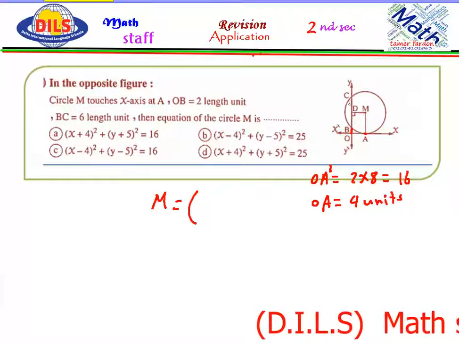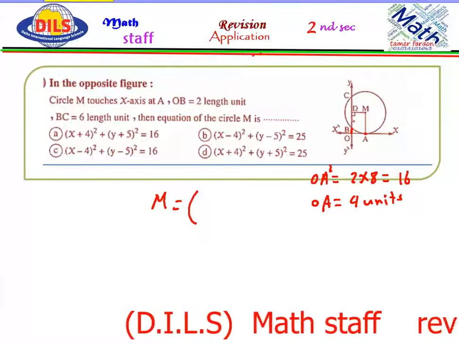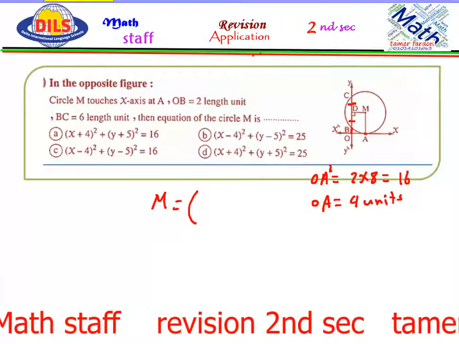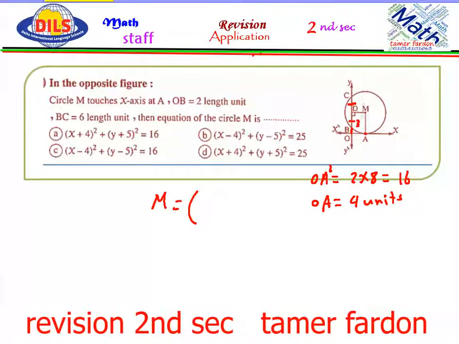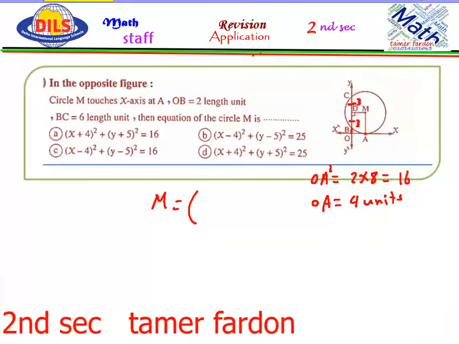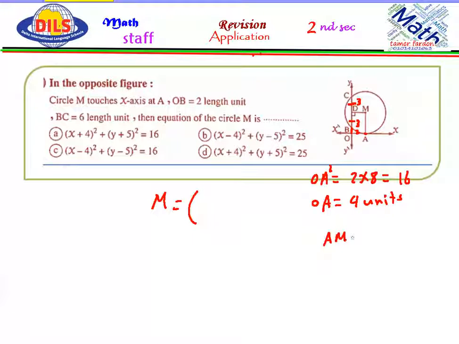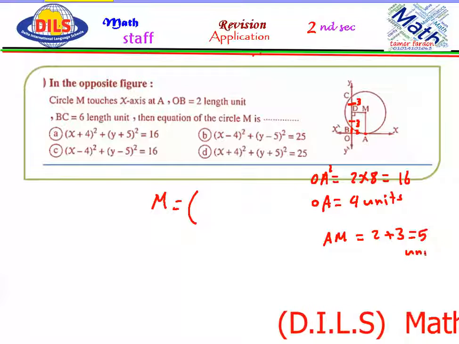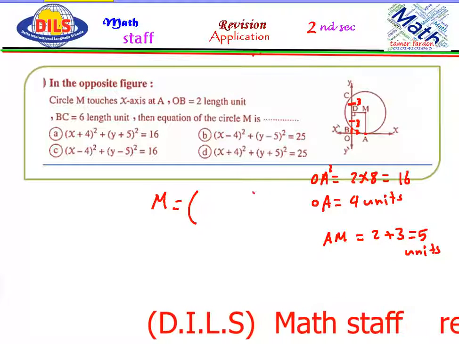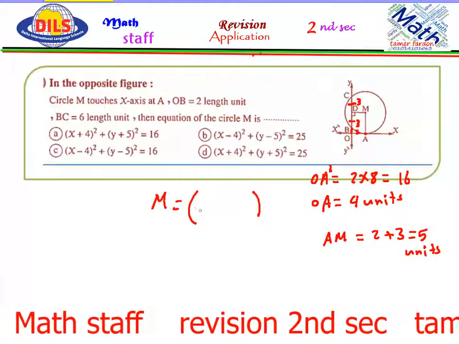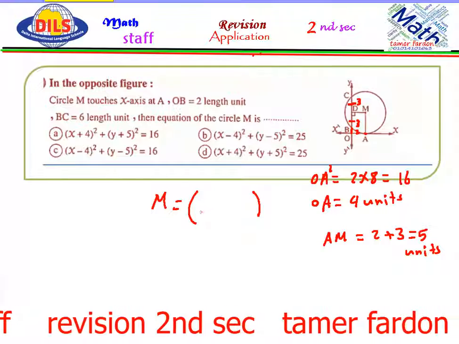Since MD is perpendicular to BC, MD bisects BC. So BD is 3 units, DC is also 3 units, and OB is 2 units, so AM equals 2 plus 3 equals 5 units. This is the y coordinate of M. So M equals (4, 5).